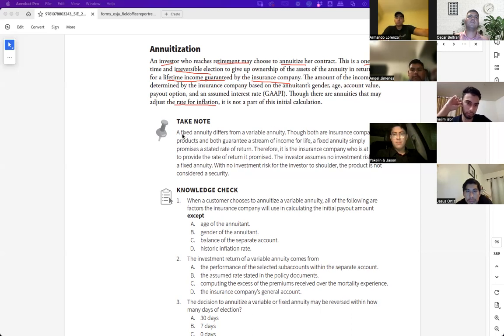Here it is. A fixed annuity differs from a variable annuity. One other thing is that a fixed annuity will not keep up with inflation. If you have a fixed annuity, it might be like $3,000 a month, so it won't keep afloat with inflation. And they're just going to give you a stated rate of return. And these are not considered securities. All right, cool.